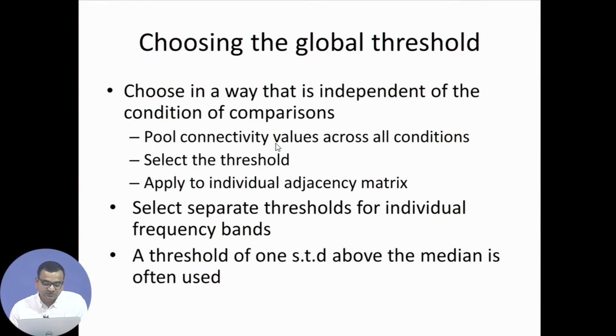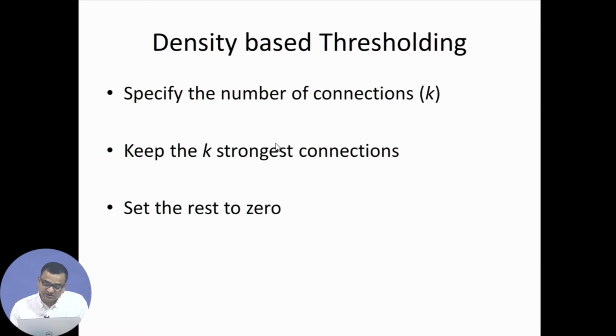So one simple suggestion is you can choose a threshold of 1 standard deviation above the median. So that's about choosing a very simple global threshold. There is another alternative way of thresholding. There, instead of choosing an absolute value, you apply a threshold while keeping the density of the network the same, because when you apply the earlier fixed threshold, you change the density distribution across conditions.